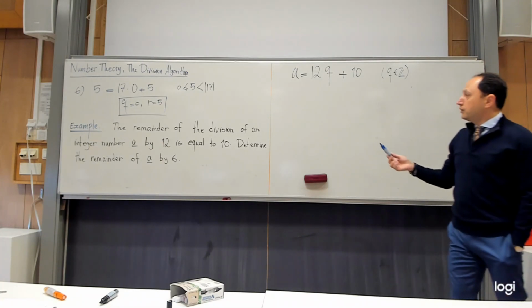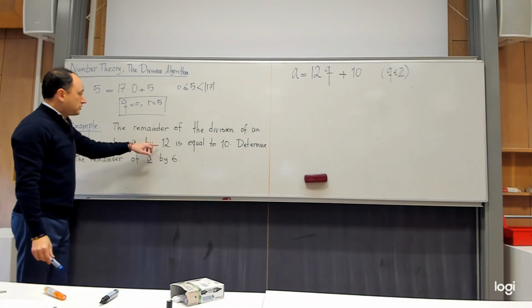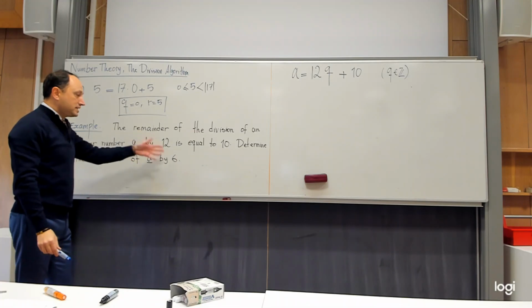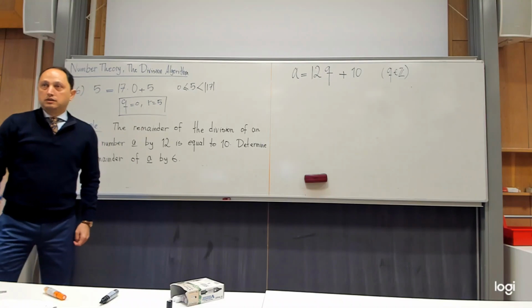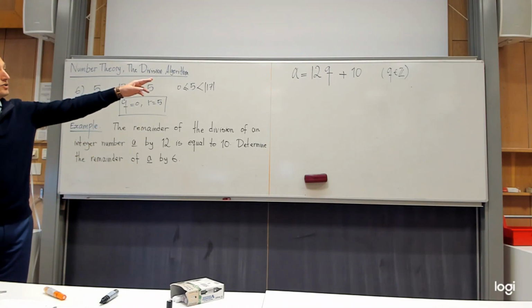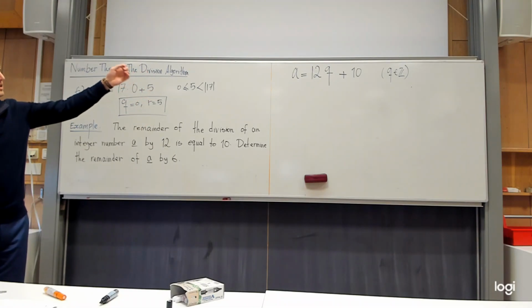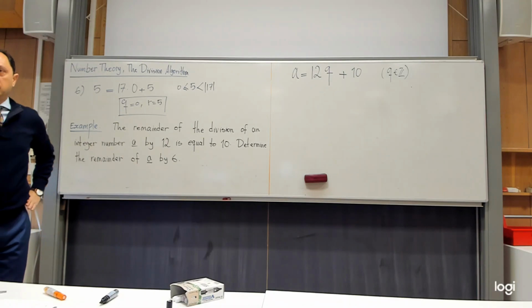But now I want to ask this question. If instead of dividing A by 12, I divide it by 6, what would be the remainder? The same A that I know its remainder by 12 is 10. I take the same A, this time I divide it by 6, and I'm asking what will be the remainder.